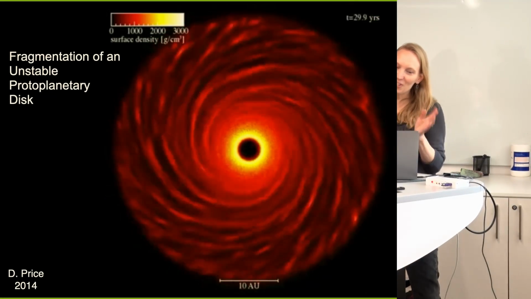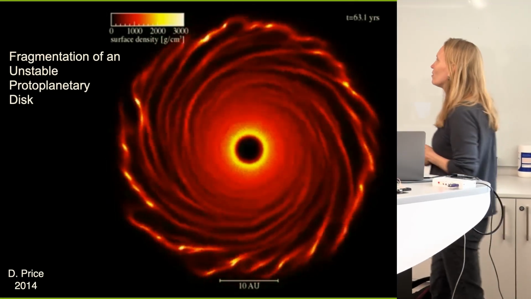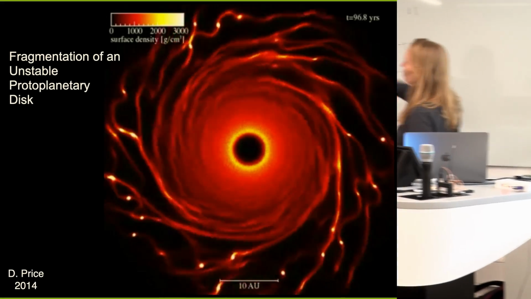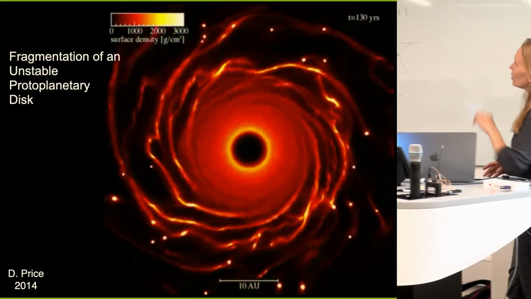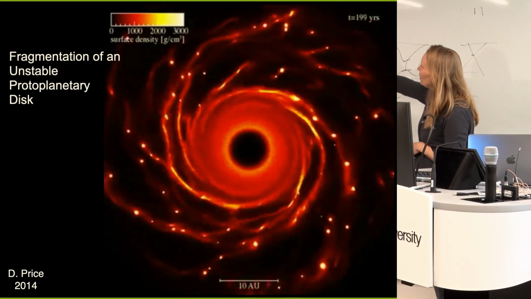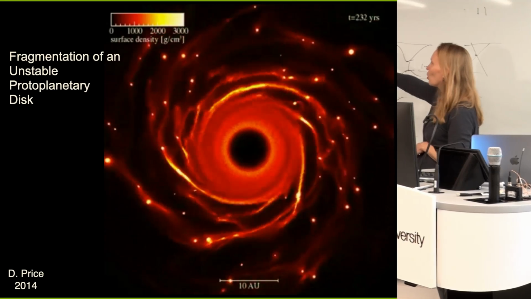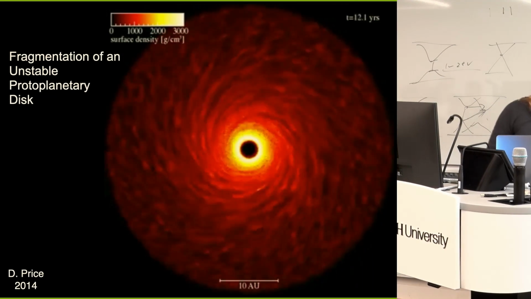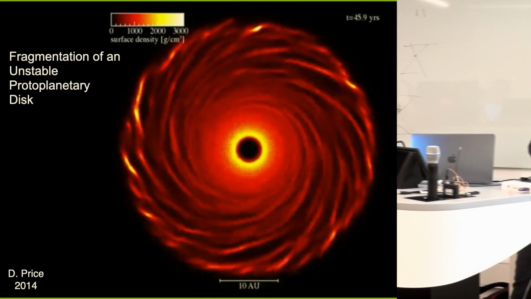Okay, so the gist of it is that as the disk goes unstable, you begin to see the spiral structure, and those spiral structures begin to fragment. And it's no accident that they're fragmenting out here and not in there, because this is where the coldest parts of the disk are. Do you have any more comments to add about your simulation, Daniel?